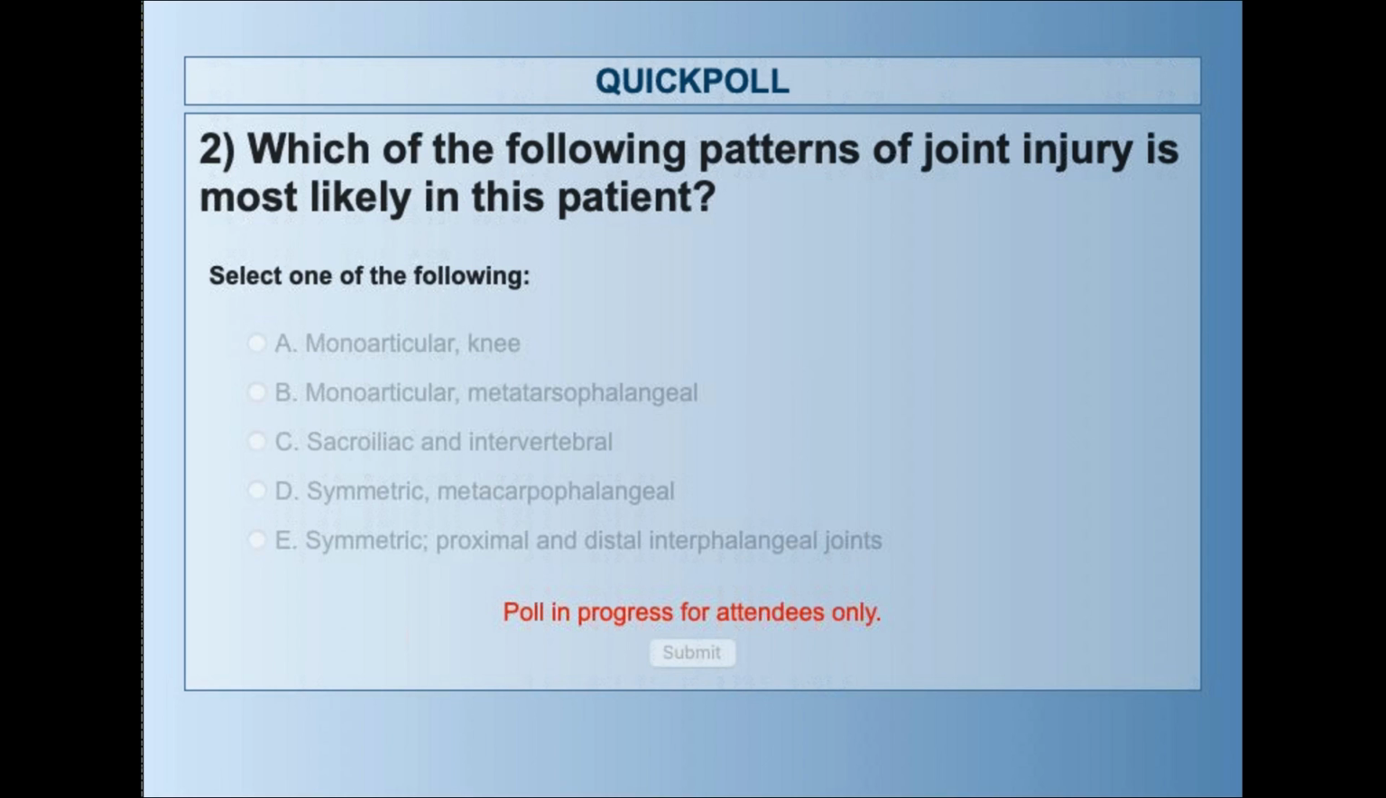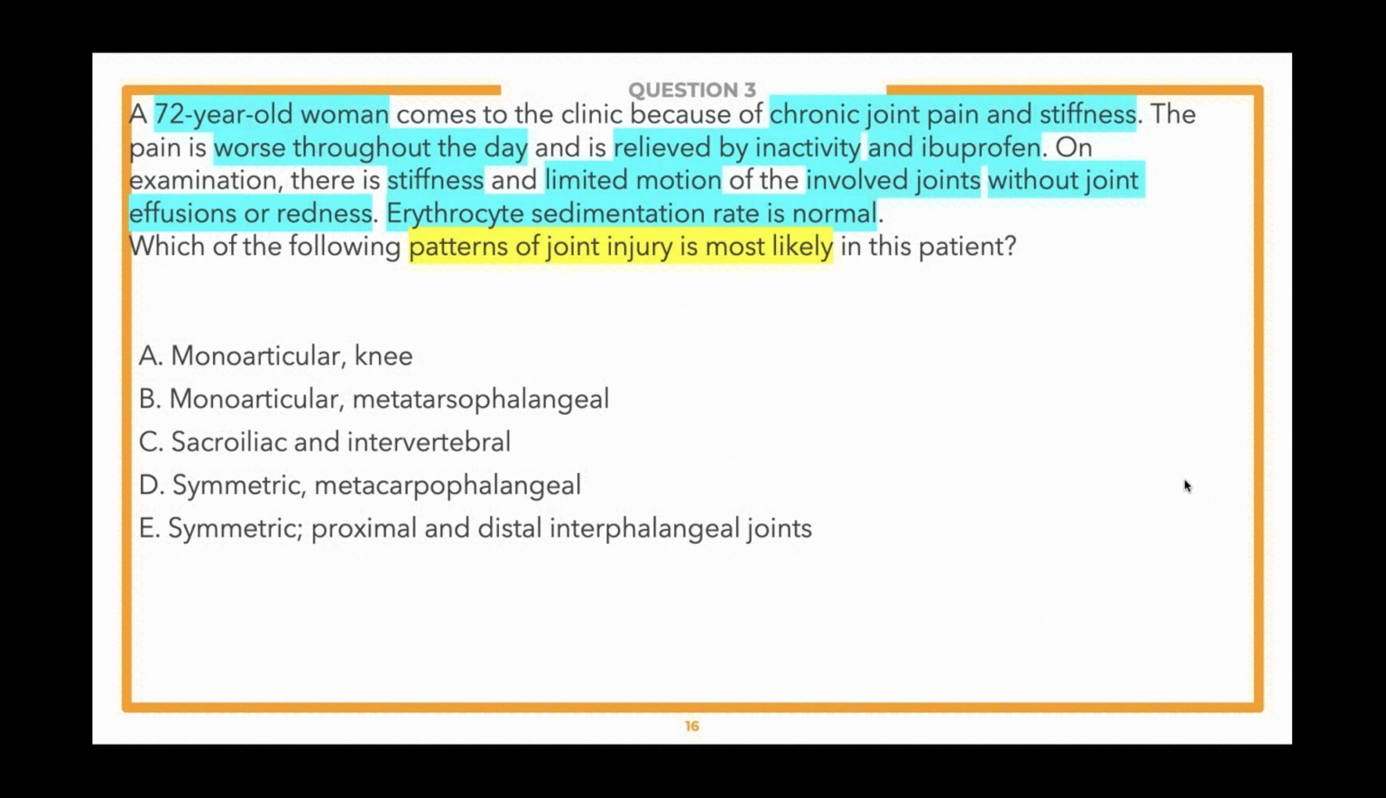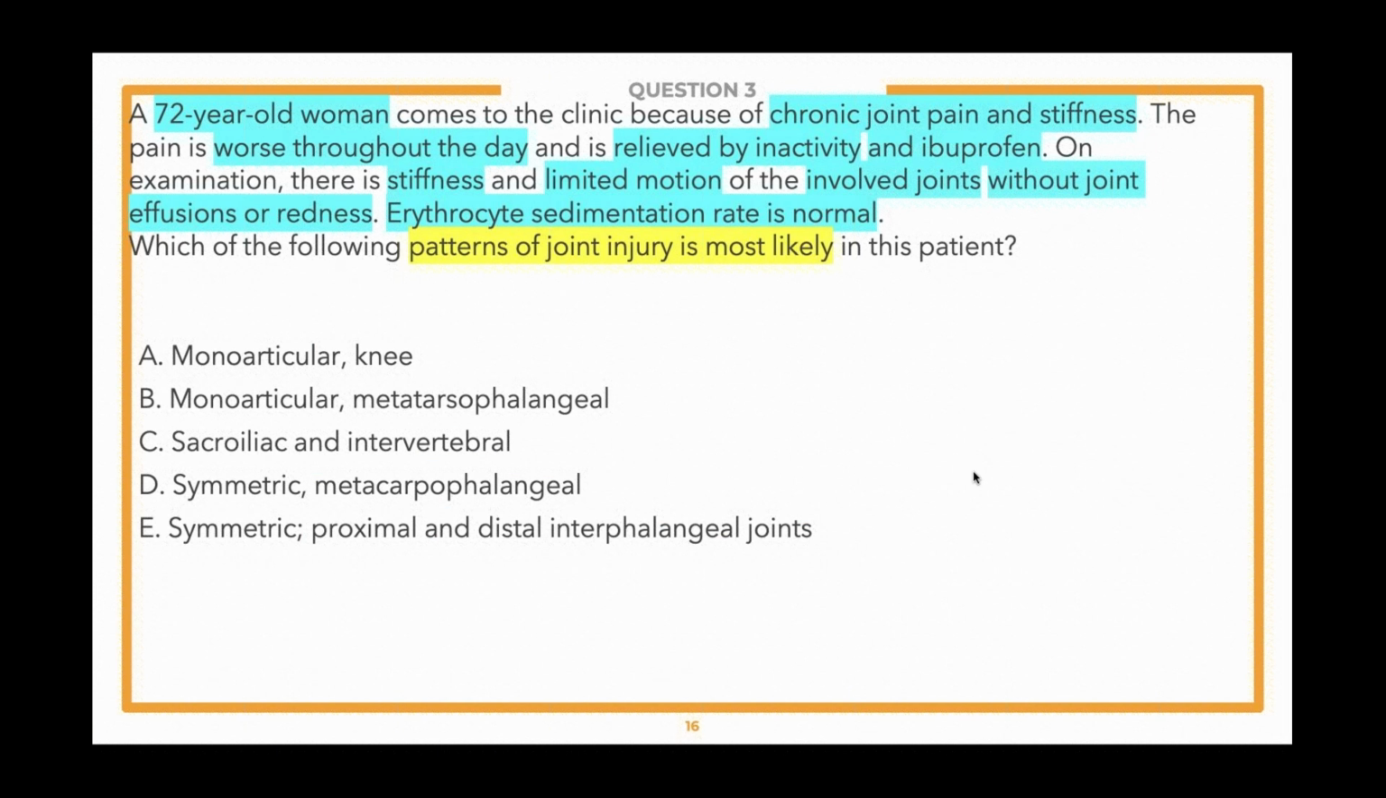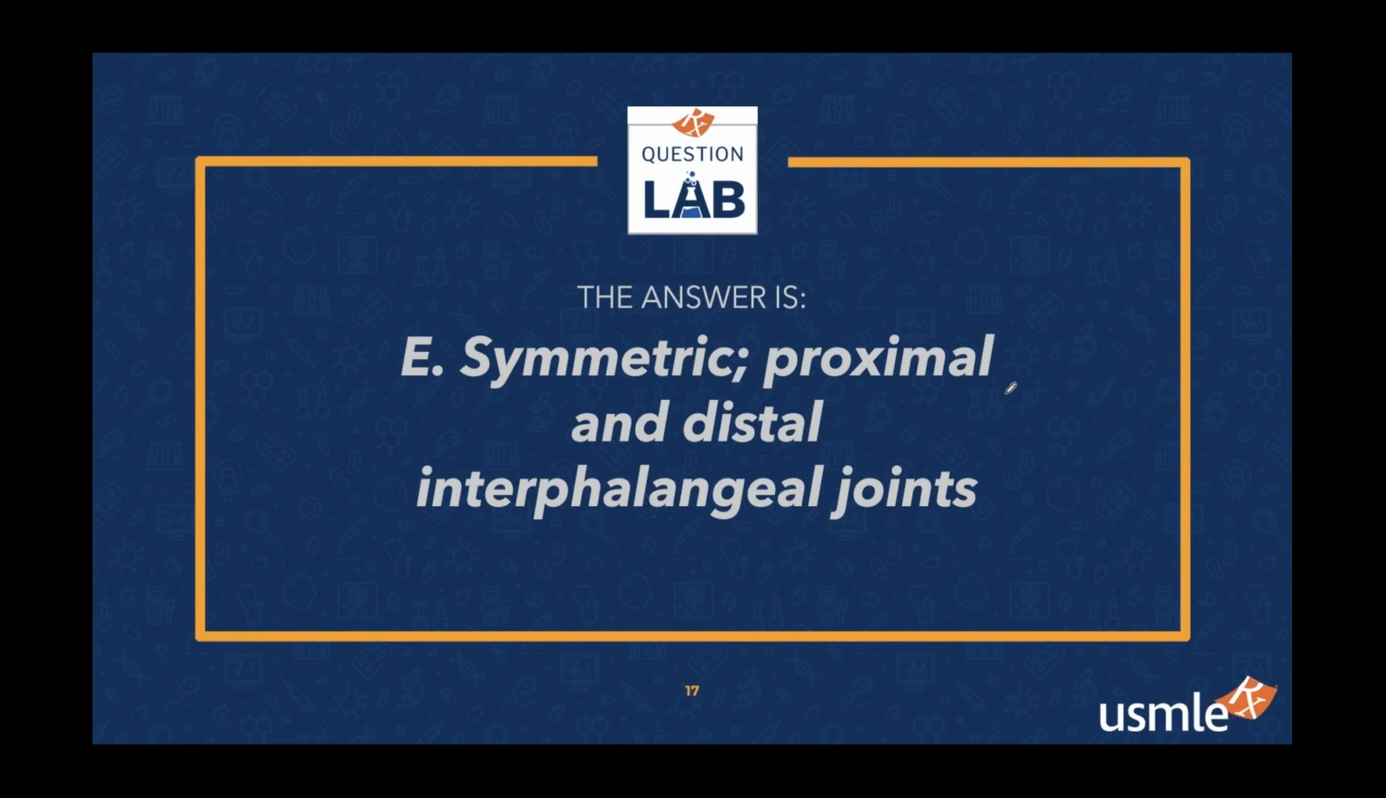All righty, almost there. A couple more seconds here. Let's take a look and see what you selected. 31% of you selected A, monoarticular knee, and 28% of you selected symmetric, proximal, and distal interphalangeal joints. So let's take a look and see what the correct answer is. And the correct answer is E, and 28% of you got it right. So a challenging question. Let me hand it off to Boris.